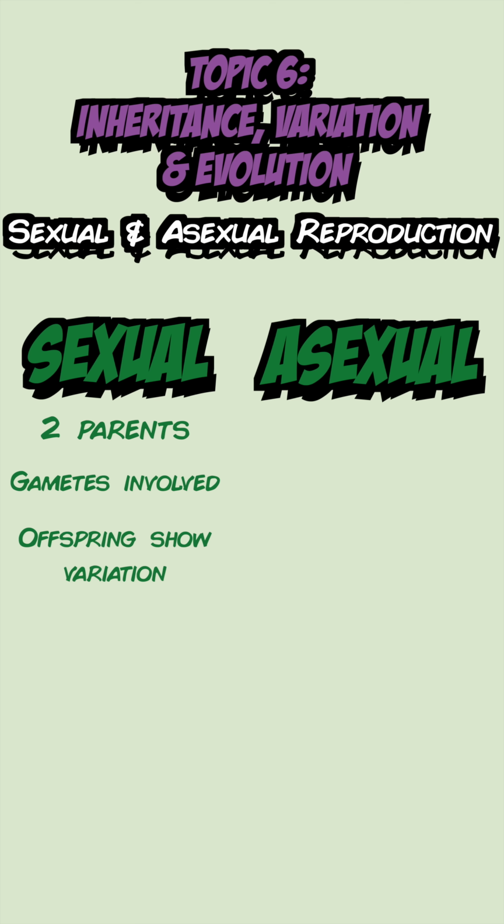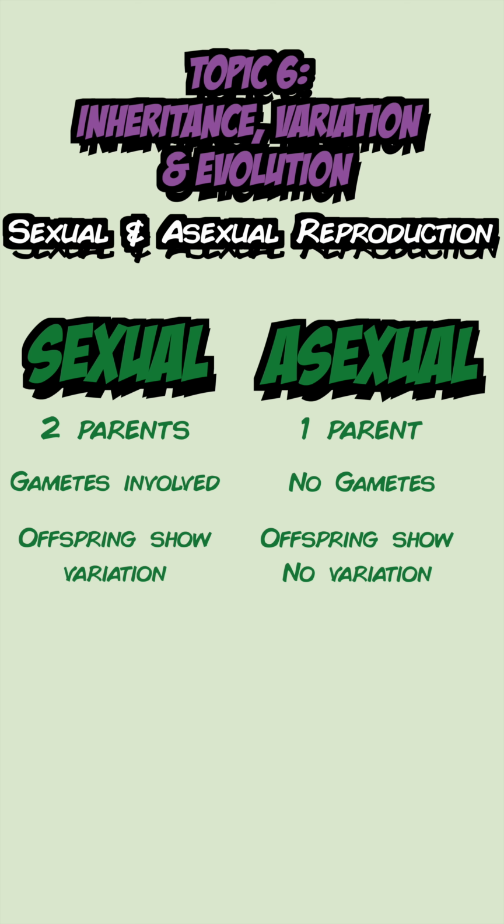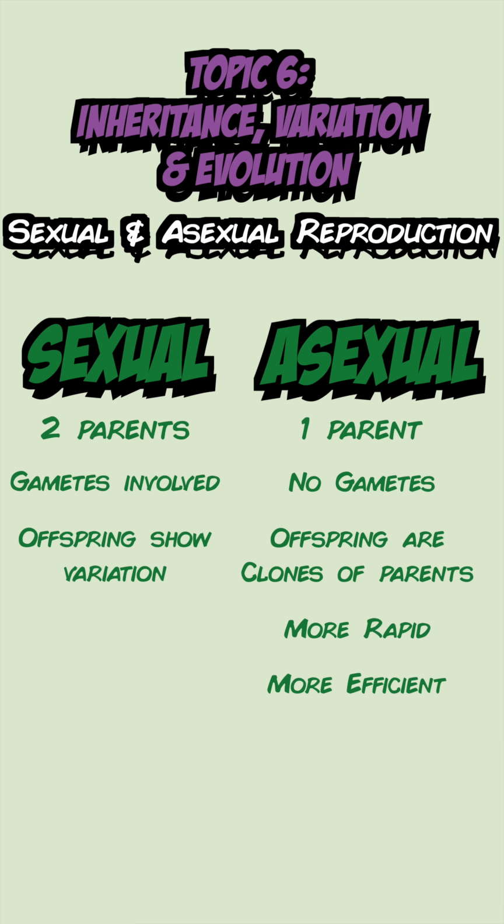For asexual reproduction, only one parent is needed, and so there is no mixing of chromosomes and no genetic variation. The offspring is a clone of the parent. This type of reproduction occurs in bacteria cells and is much more rapid and efficient than sexual reproduction.